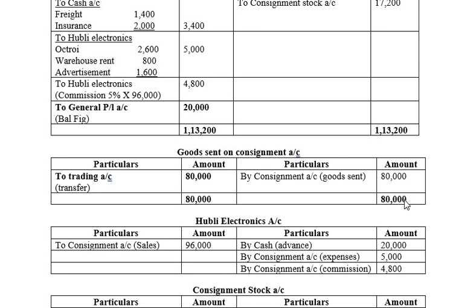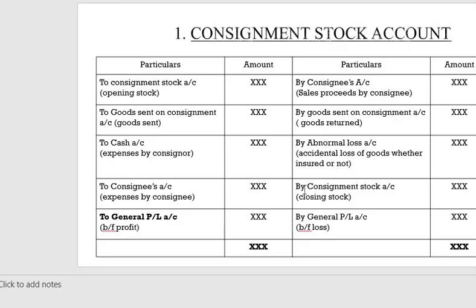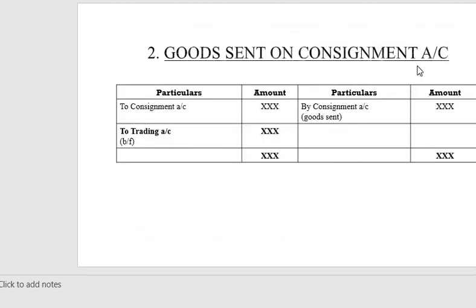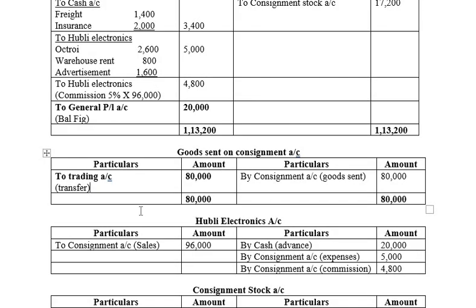Credit side is more, which is 80,000. So write down the balance to both the sides, 80,000 as well as 80,000. To the debit side, the balance of 80,000 will represent what? Trading account. That is what we have written here. See, look into the pro forma what we have prepared. Goods sent on consignment, the balance of goods sent on consignment will represent what? Trading account.